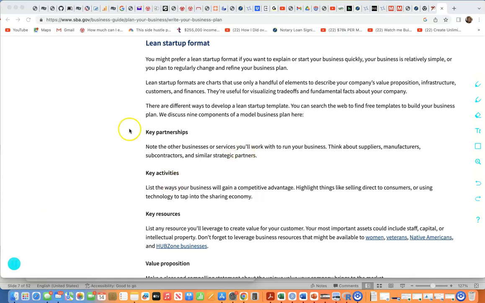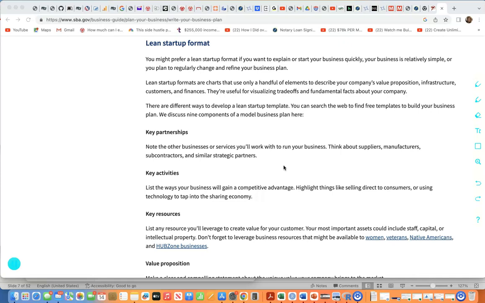In key partnerships, you list any businesses or services you work with to run your business. That would include suppliers, subcontractors, strategic partners, manufacturers, anyone that is a part of this business and how it works.